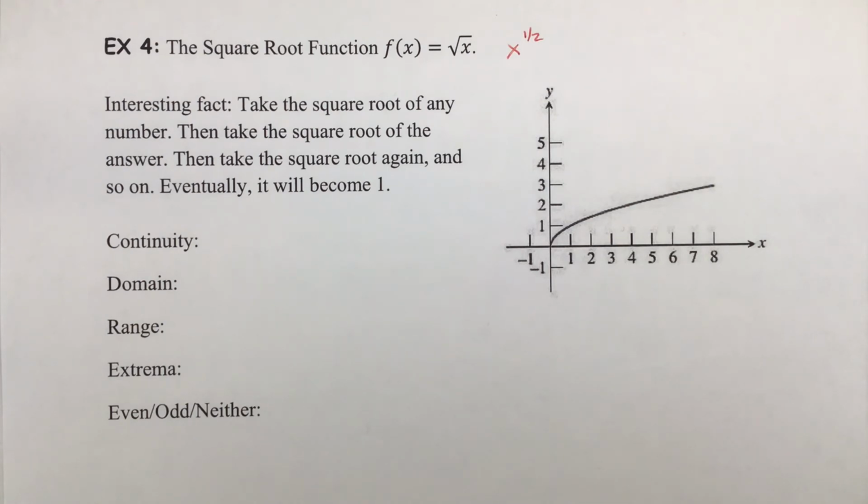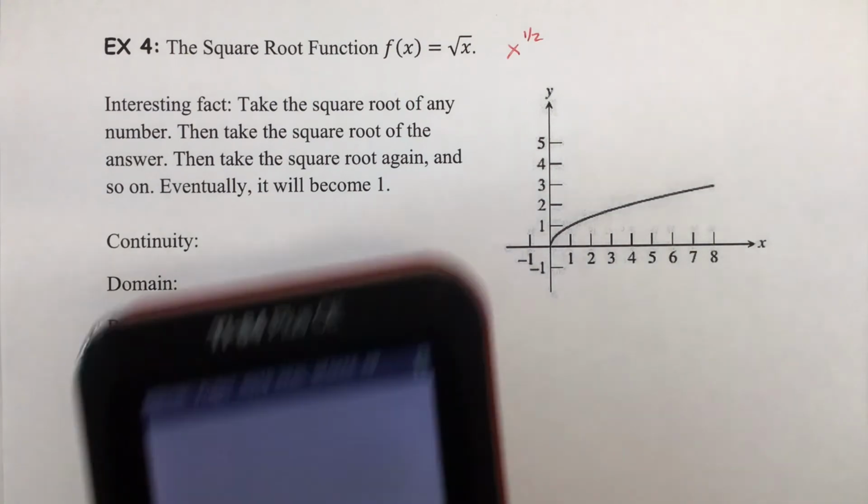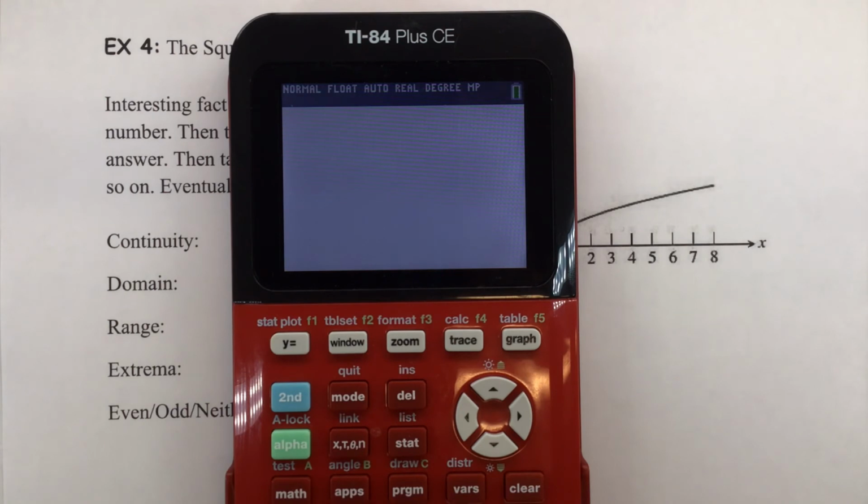Another interesting fact, if you take the square root of a number, then take the square root of that answer, and take the square root again and again and again and so on, eventually the answer is going to get very, very close to 1. It basically becomes 1. And let me demonstrate that to you real quick. Let's just take any number. We'll start with 800.